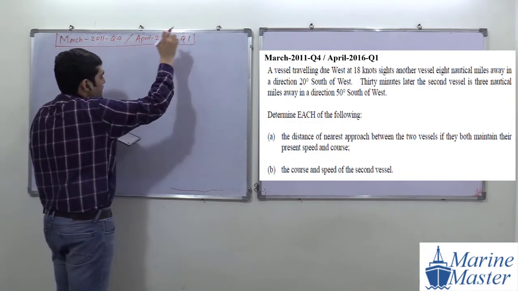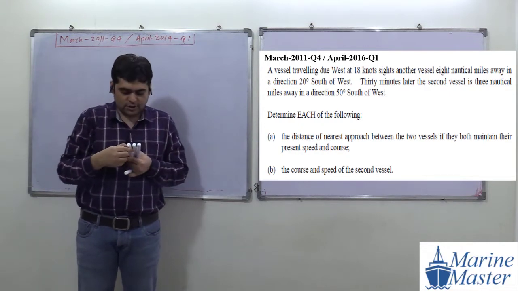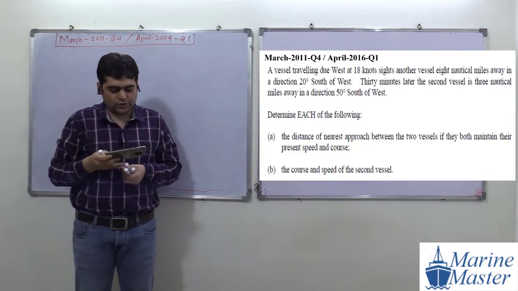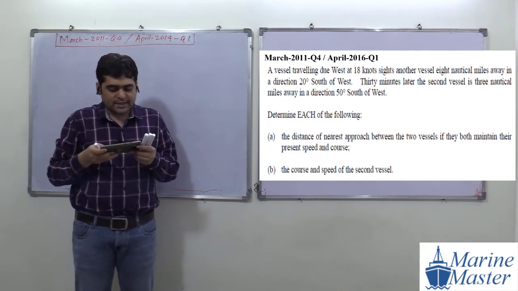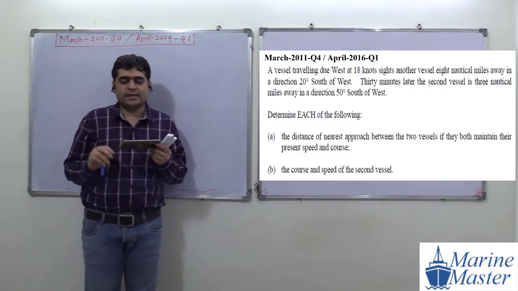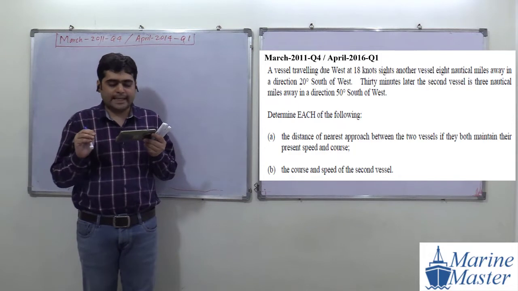This is a very interesting question, guys, and a little bit difficult also. This is not that easy a question. Now try to see the scenario, what the question wants to say. A vessel is traveling due west. One vessel is traveling in which direction, guys? It is going in the west direction, due west, at 18 knots.